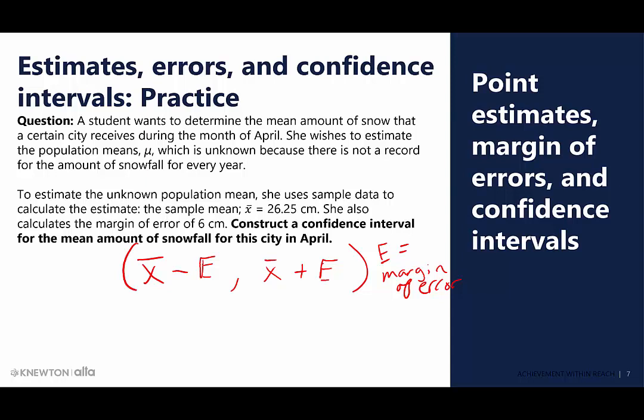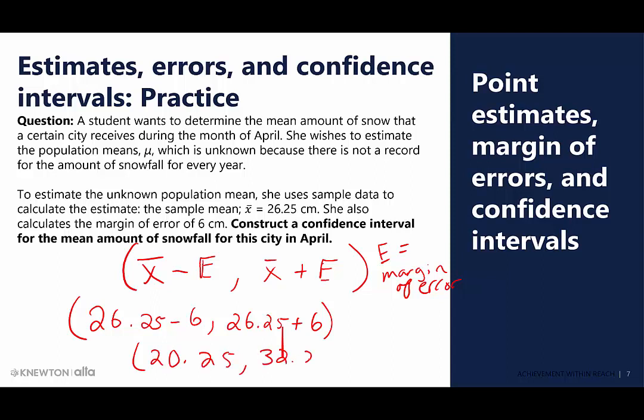So in our case, we take our sample mean, which is 26.25. Okay, and we subtract away the margin of error, which was the 6 centimeters. That's the lower bound of our interval. The upper bound would be the same 26.25, but this time plus a margin of error of 6 centimeters. Okay, as we work that out, we get a confidence interval going from 20.25 up to 32.25. All right, and that is our confidence interval.